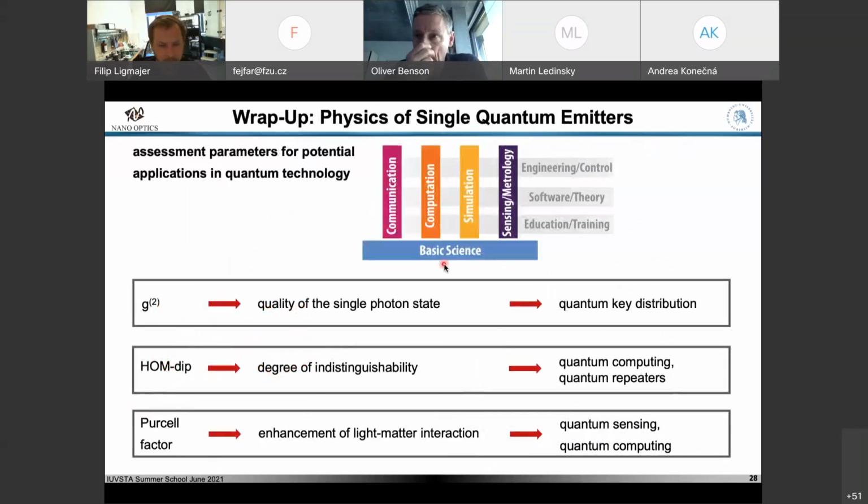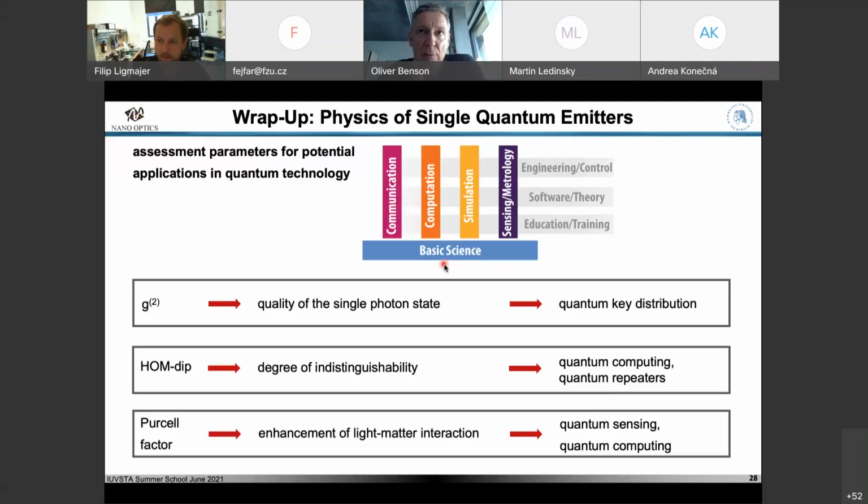Good, maybe a wrap up of these fundamental effects. You can observe this g2 function that gives you the quality of single photon states. This is a key ingredient, as I will show in the next part, for quantum key distribution. You have this Hong-Mandel dip. This is the two-photon interference, and it happens when the two photons are identical. This is an important ingredient I did not mention. So this can be used to characterize how indistinguishable two photons are. And this is a major ingredient for photonic quantum computing and quantum repeaters. I come back to this later.